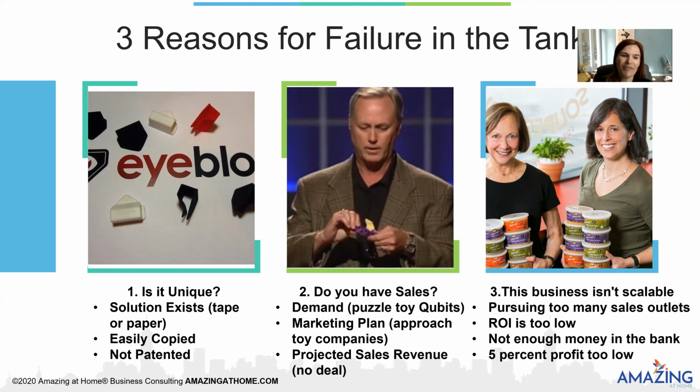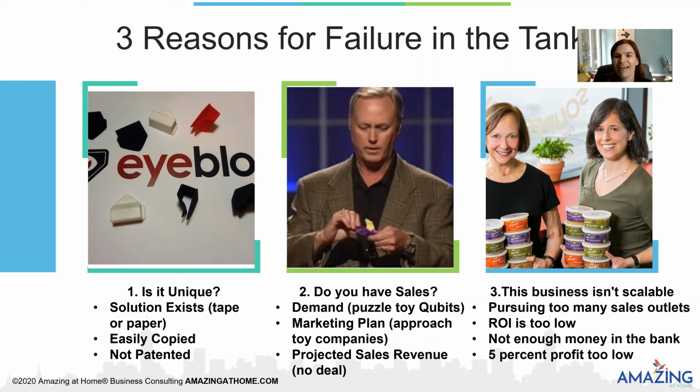So you've got the iBlock situation where there was a lot of demand, but a really easy solution. And then you've got this Qubits toy. It was a little learning toy, and his plan was to approach toy companies. His sales were super low, and this was an easy product to make. It was just another version of a fidget spinner. So again, no validation there, no go in the Shark Tank.